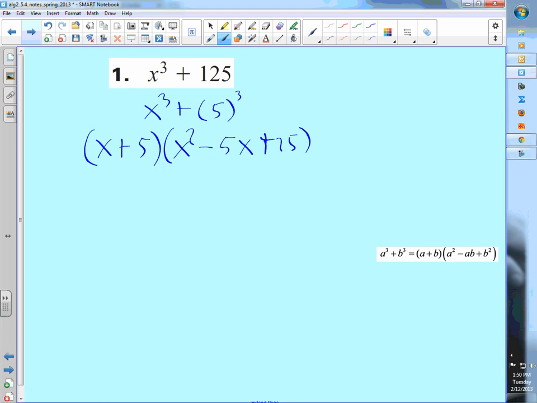Remember, it's not twice the product. It's whatever these two together multiply, that goes in the middle. If this is a plus, the binomial is plus, trinomial is minus plus. And that's how it factors.